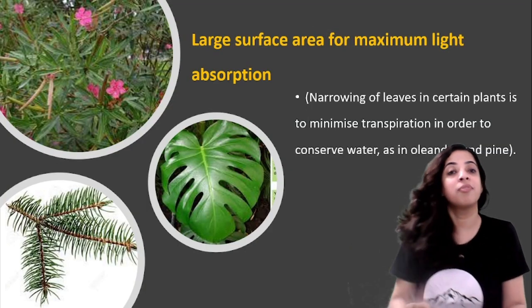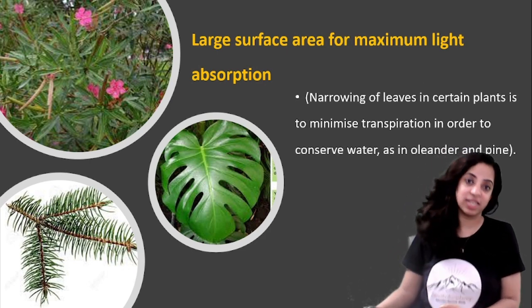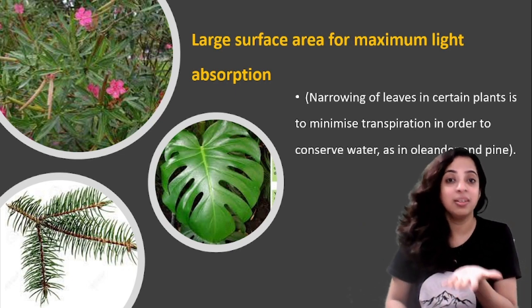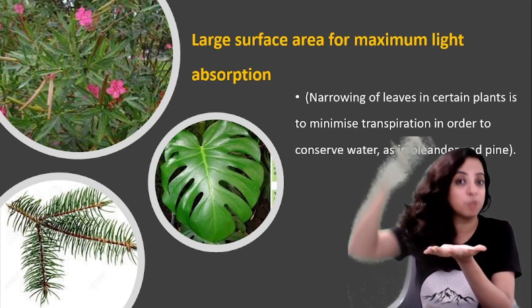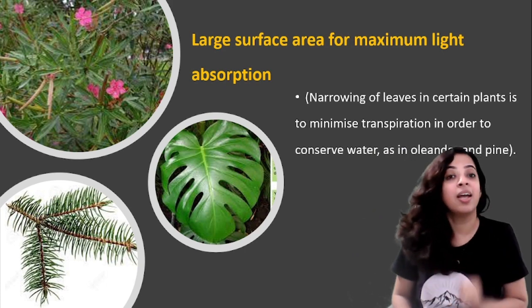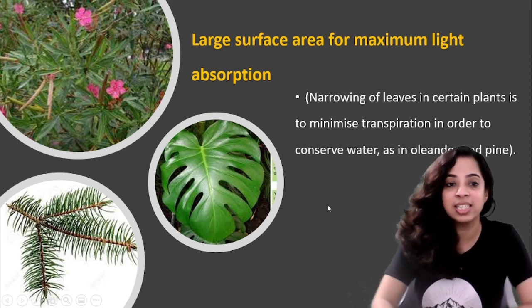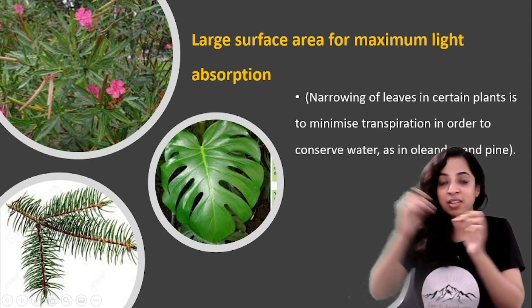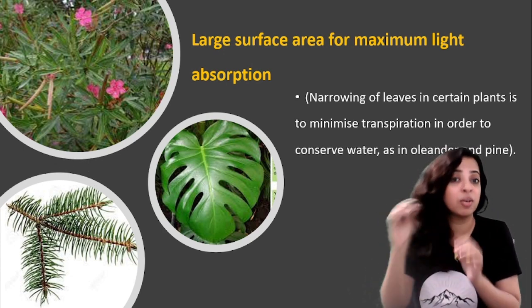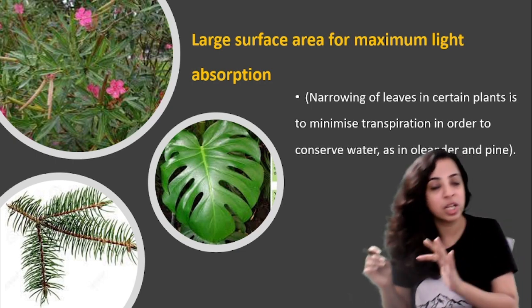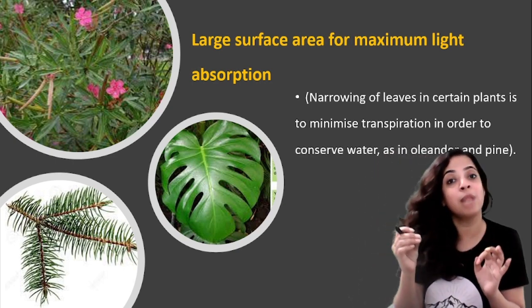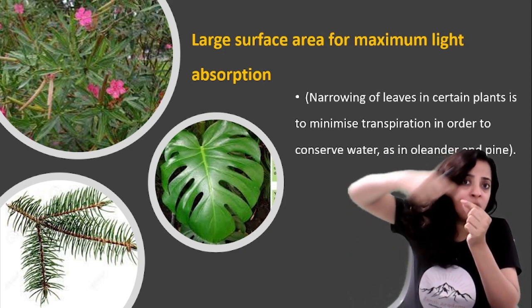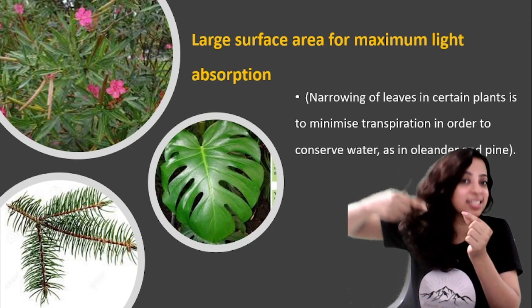Okay. So the first adaptation is large surface area of the leaf. If the leaf has a large surface area, there can be maximum light absorption. Now in many leaves, like you can see in this diagram of oleander and pine, the leaves narrow down so that they can reduce transpiration. But this feature also helps in increasing the surface area. If the leaf is narrow, around the whole leaf the surface area increases, right?